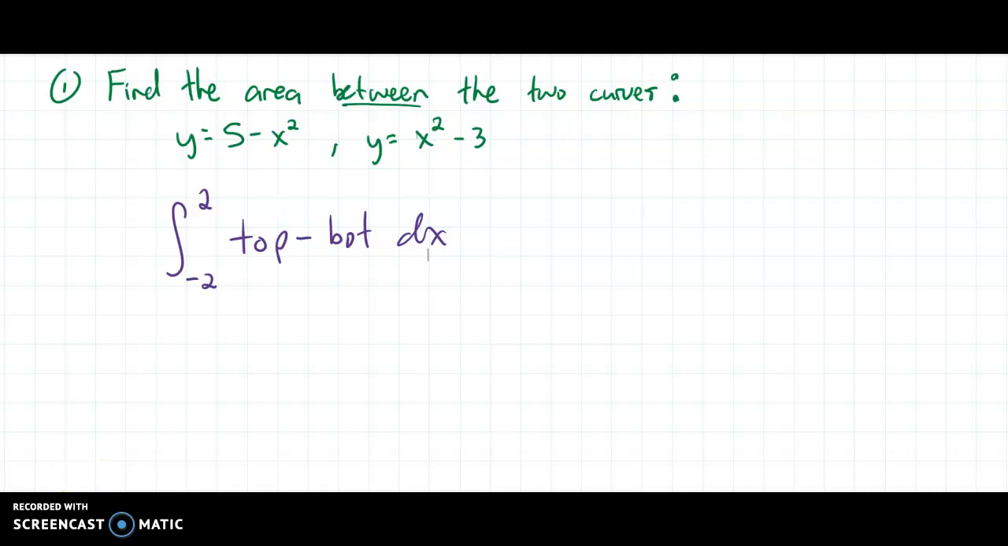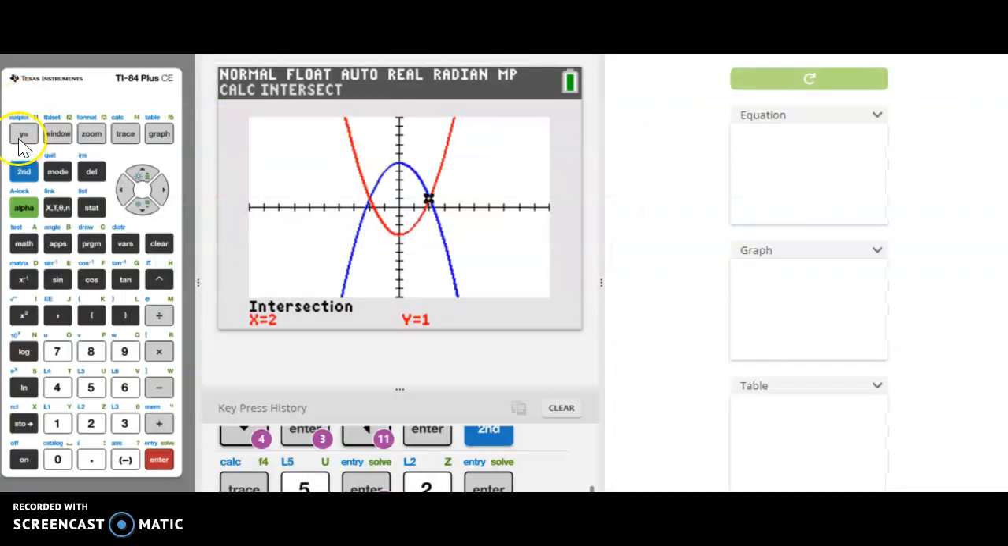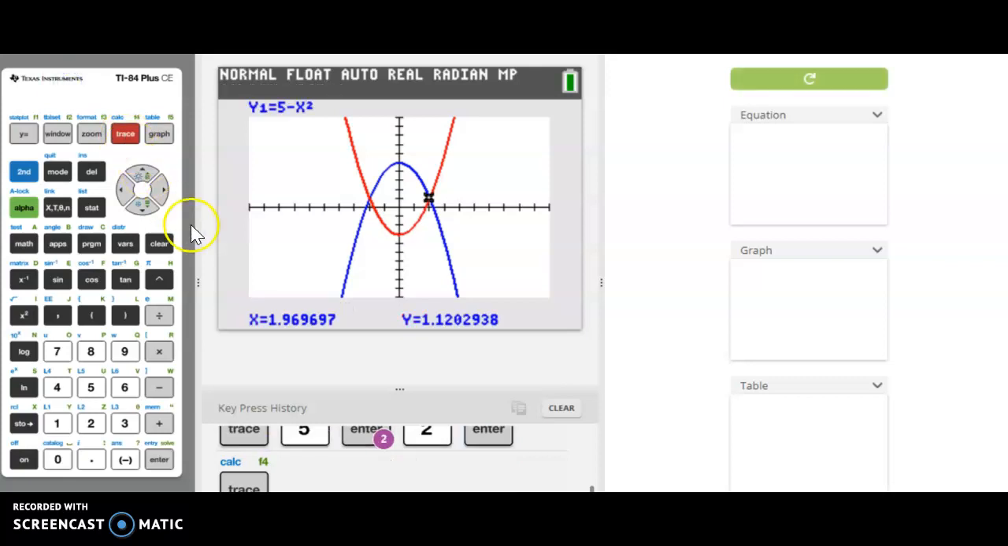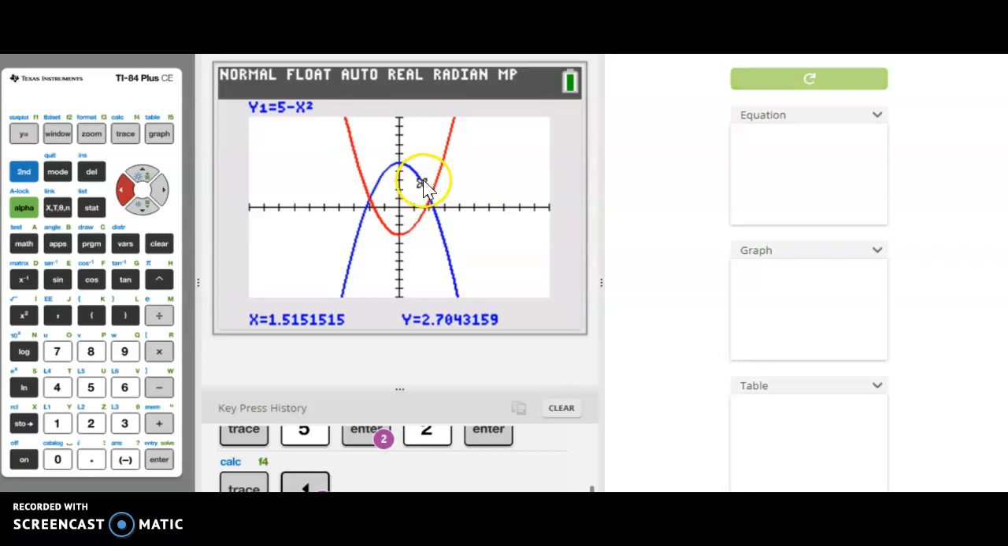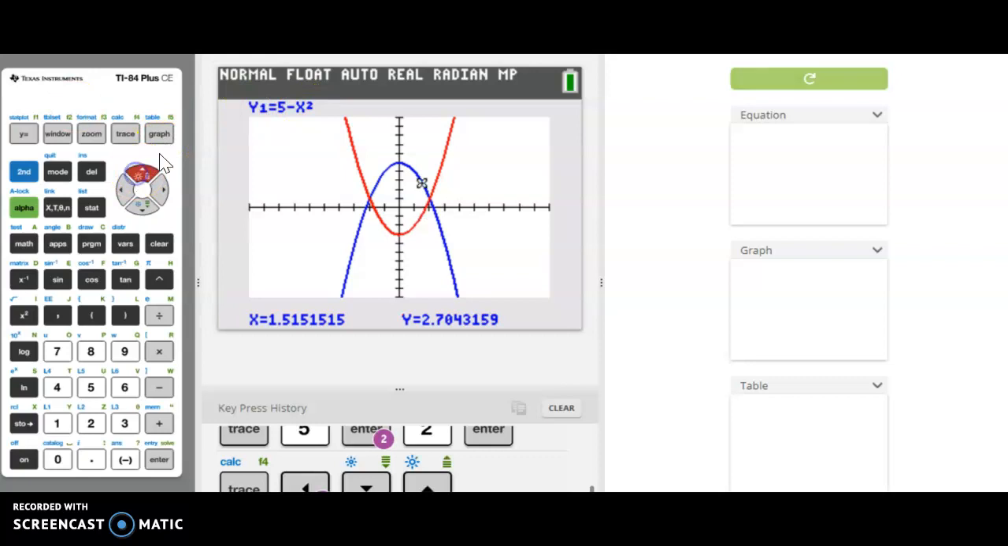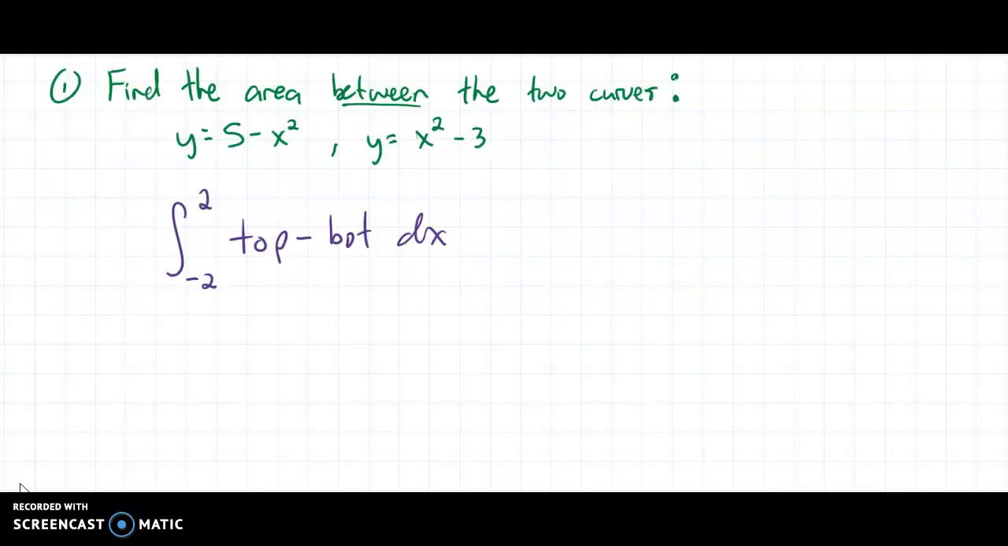So let's go back to the graph. You may be able to tell, but I'm going to just double check here. I'm going to hit trace, and I'm going to scroll over a little bit. I'm clearly on this upper blue one. Notice it tells me that's y1. And if I hit down, it'll take me to y2, which is x squared minus 3. So you should see that the top is 5 minus x squared, and the bottom is x squared minus 3, and I can use the calculator to figure that out. So come back here. This one is y1, it is the top. This one is y2, it is the bottom.